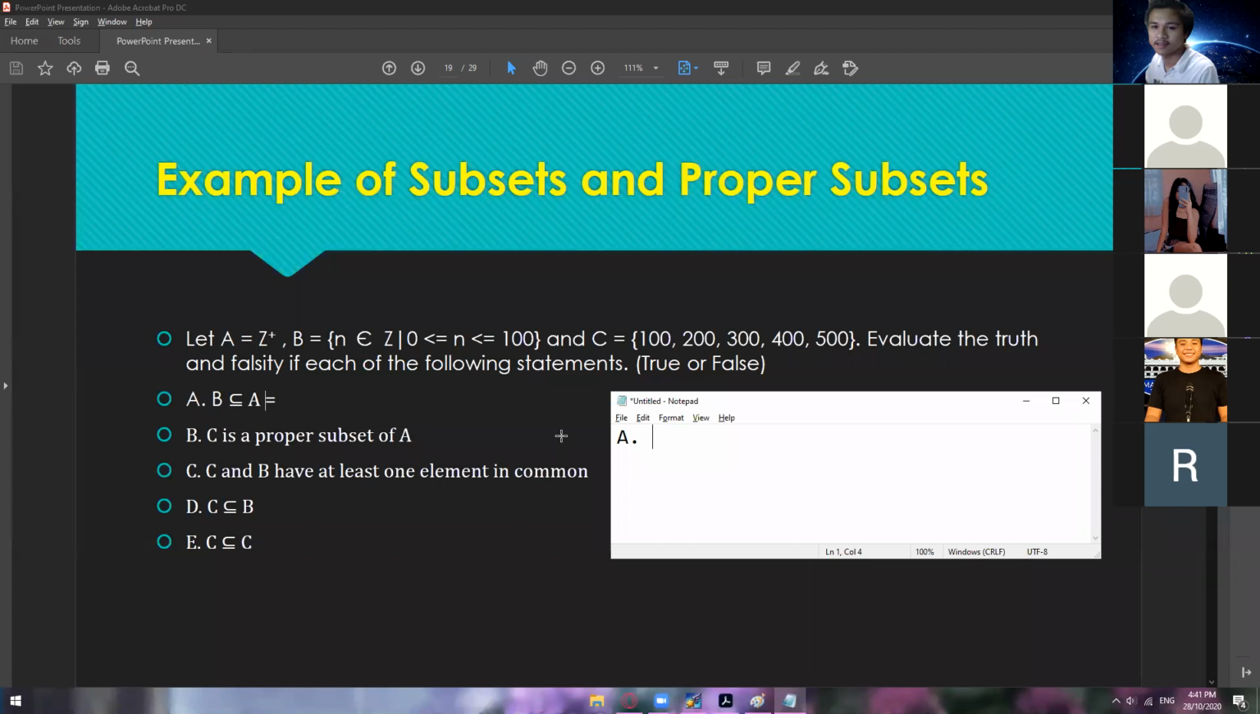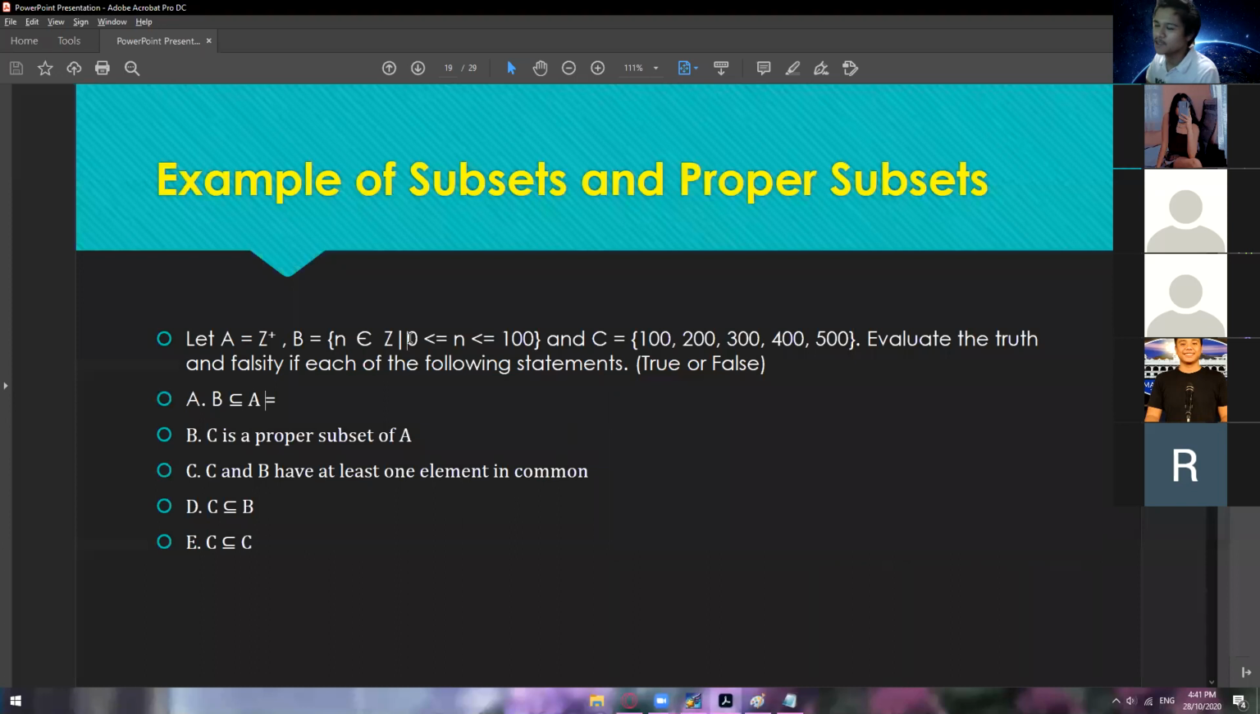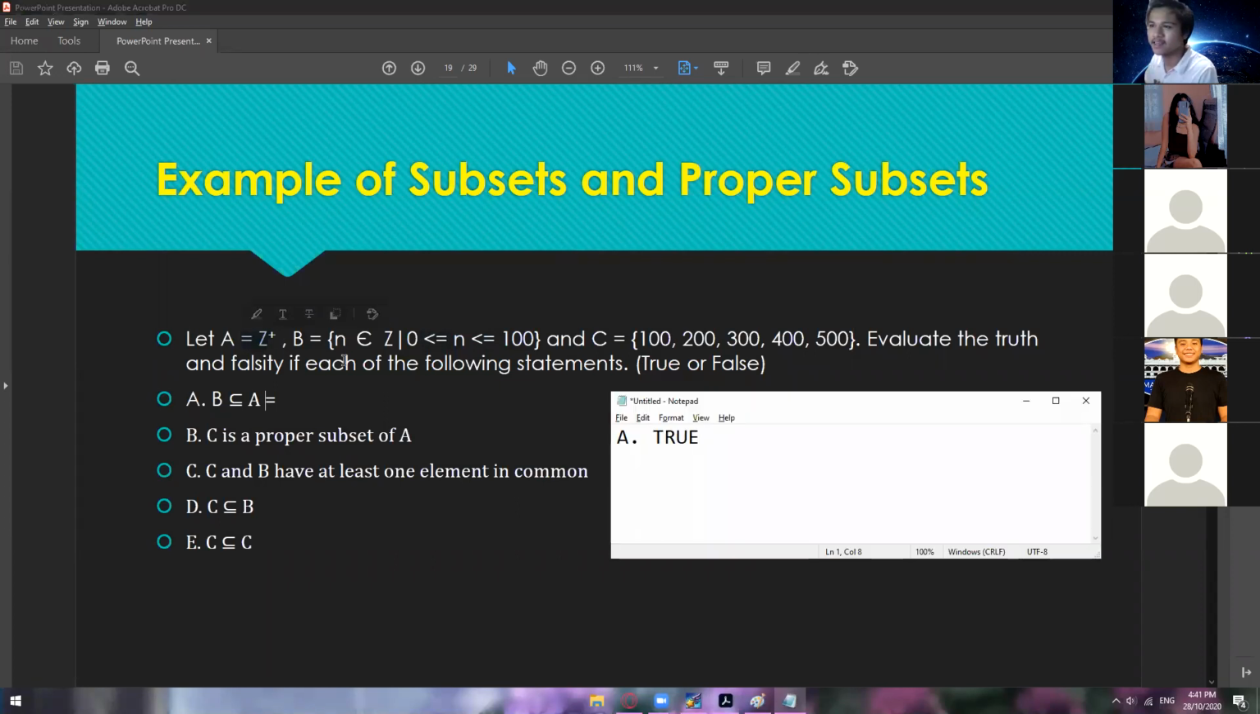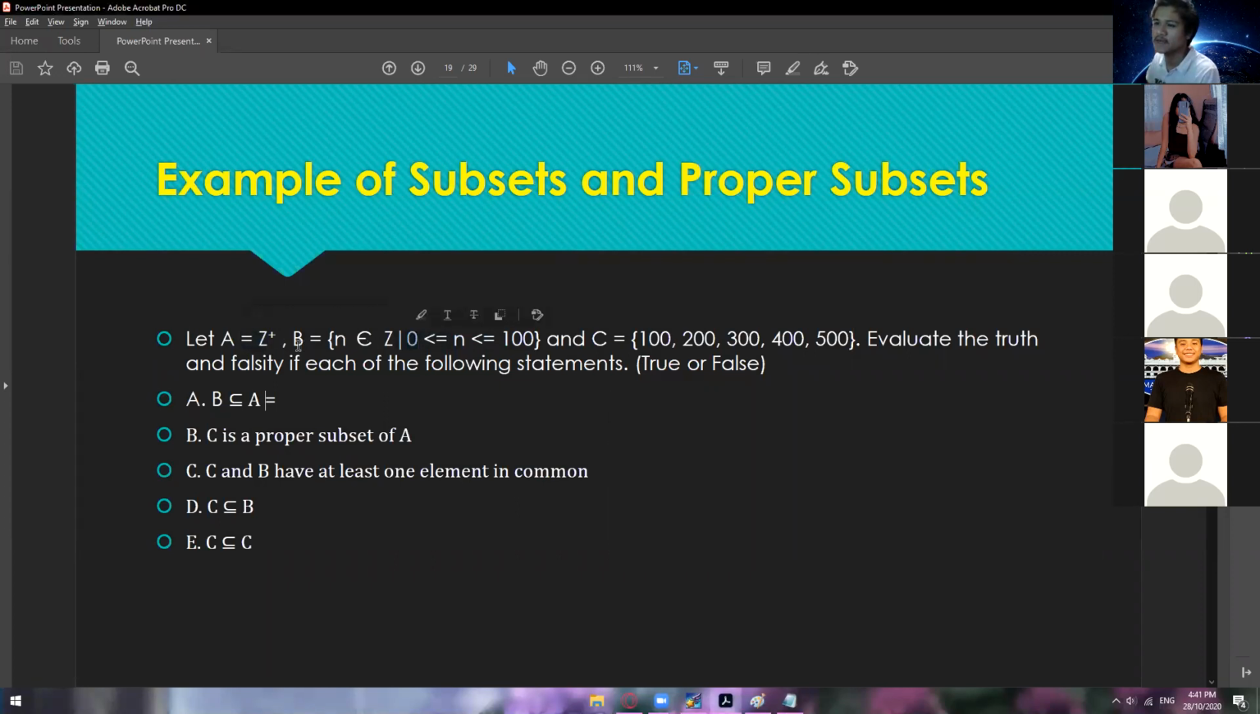True. So letter A is true. Why? Because all of the elements of B can be found on the set A. Okay, so take note that 0 is part of the positive integers. Well, actually, there are some articles saying that 0 is neither positive nor negative.